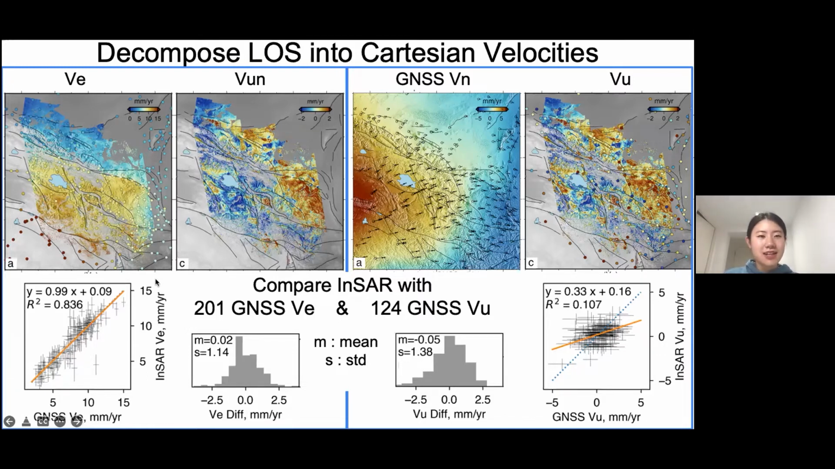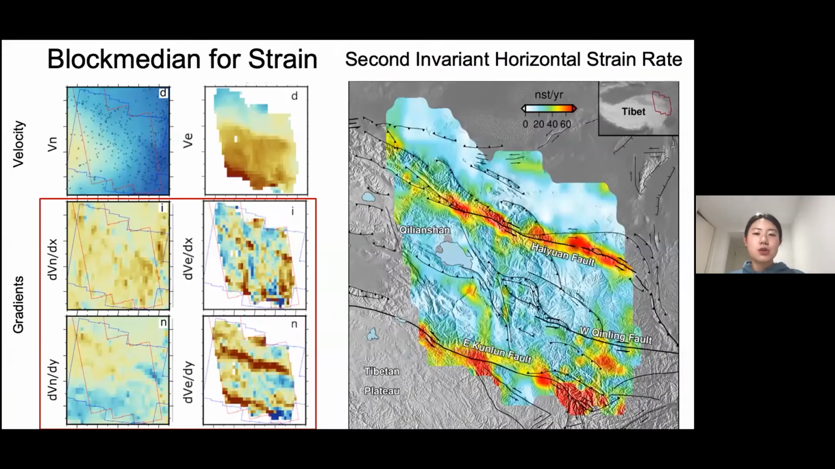In order then to derive a strain rate map, we first tried a block median method, where all pixels in a 15 arc minute block of the InSAR VE map are reduced to a median value. We take the horizontal velocity gradients of the block median VE and interpolated GNSS VN, and combine the four horizontal velocity gradient components to obtain the second invariant of the horizontal strain rate.